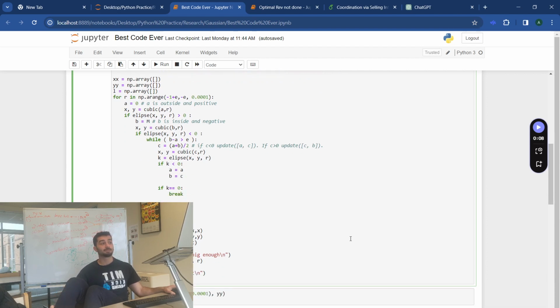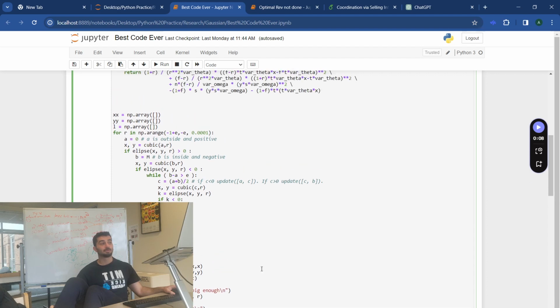k greater than 0. So okay, this part, if k is less than 0, the equation for ellipse, right? a plus b over 2, c is the midpoint of the interval, x and y are cubic of c and r.